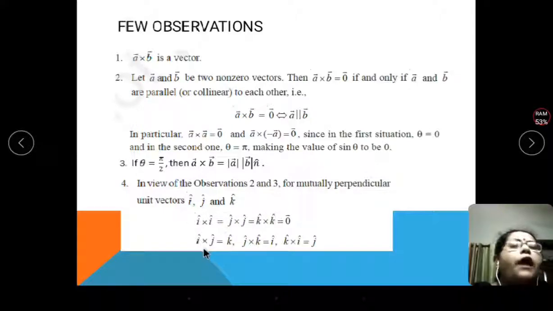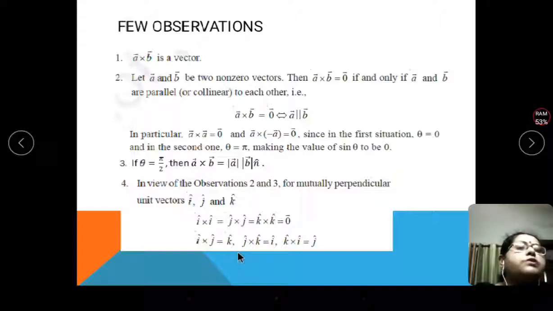And now i cross j, what is that? Now we see that i and j are perpendicular vectors. So that means theta is pi by 2. So we use now rule number 3. And so i cross j will give us mod i mod j. But these are unit vectors. So we will just have a unit vector perpendicular to this i and j. And what is that? That's obviously k, because i, j, k, all three are mutually perpendicular. So i cross j is k.